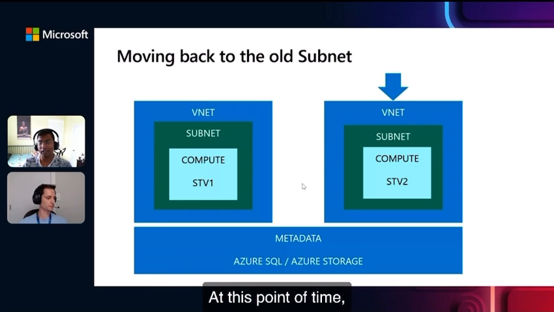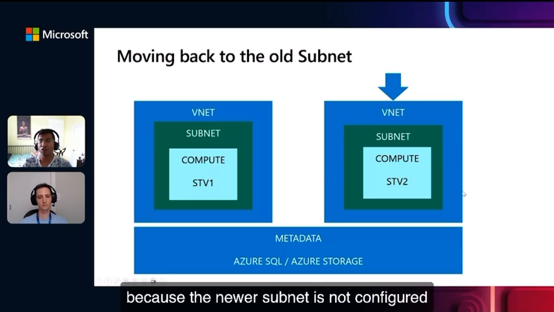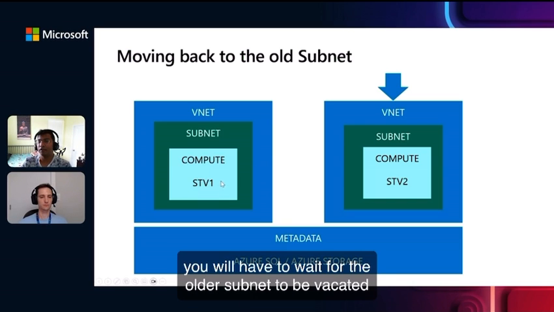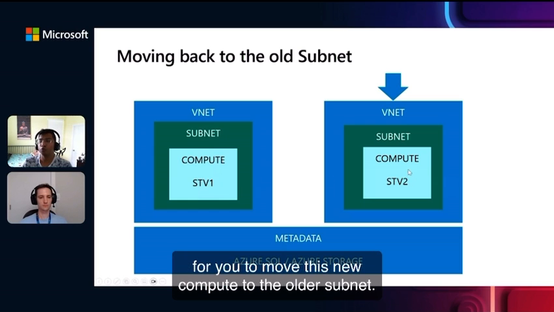At this point of time, this is when your downtime starts, because the newer subnet is not configured for all the network dependencies. So this is where your applications, your consumers start noticing downtime because your routing will fail. Now, at this point of time, you will have to wait for the older subnet to be vacated for you to move this new compute to the older subnet.